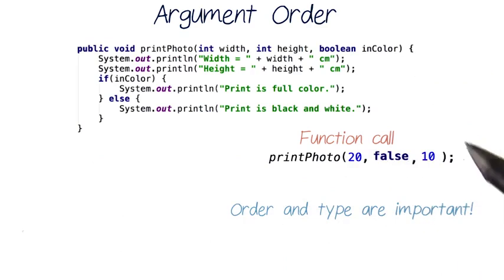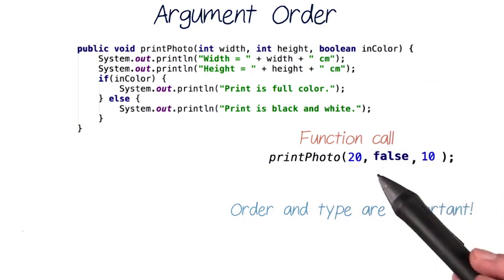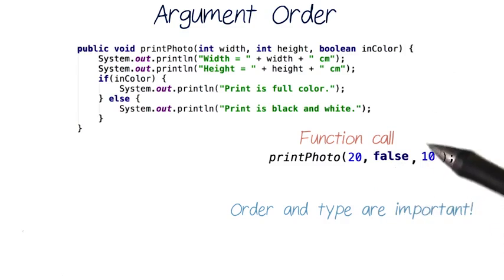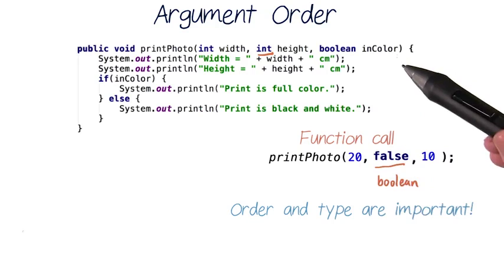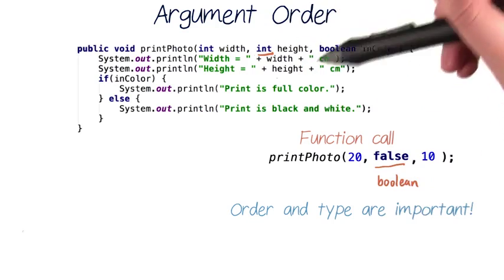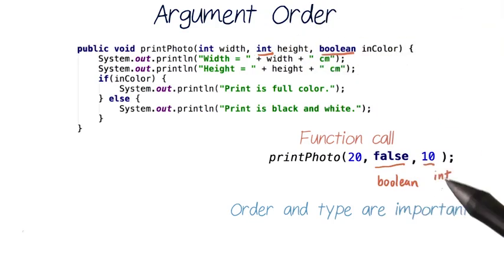Matching your arguments to the type of parameter expected is also important. For example, putting false as our second argument would cause an error. And that's because this is a Boolean value, and our function definition specifies that we want our second argument to be an int. Having our third argument be a 10 would also cause an error, because this is an int, and our definition expects a Boolean here. So this function call wouldn't even execute.